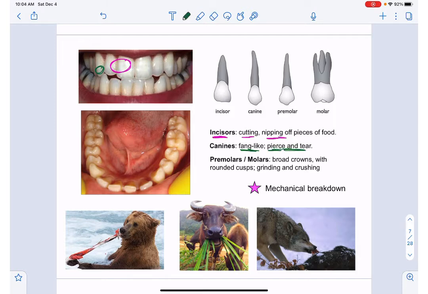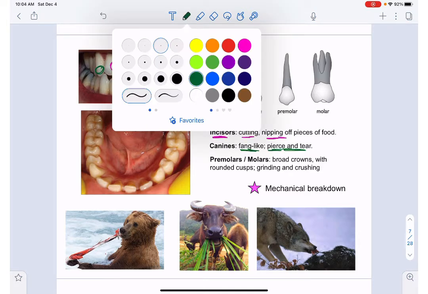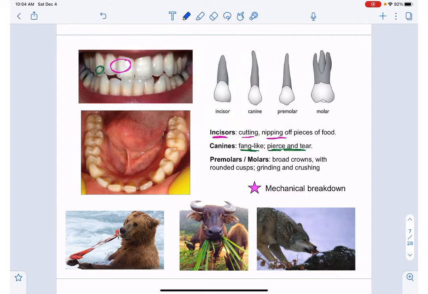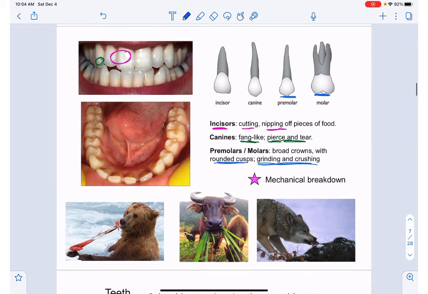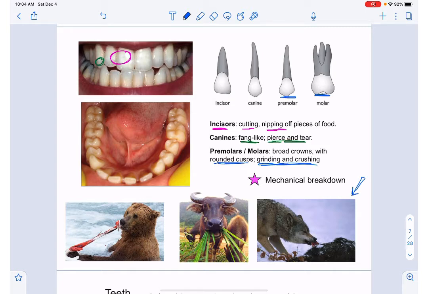And then what you'll notice with the premolars and the molars is that they have these broad crowns, these rounded cusps. And so these are really good for grinding material and crushing material, all different types of mechanical breakdown. And these can be really specialized in the animal kingdom, depending on what that animal eats. So why don't you take a second and tell me what specific teeth are being used in these individual scenarios.